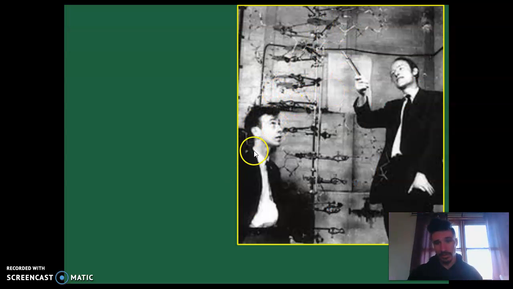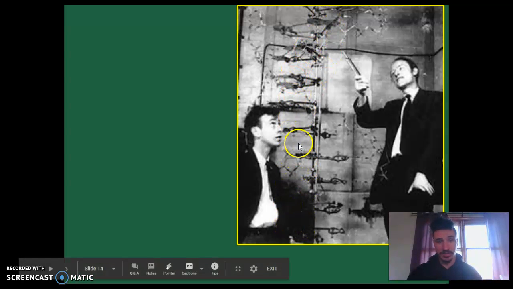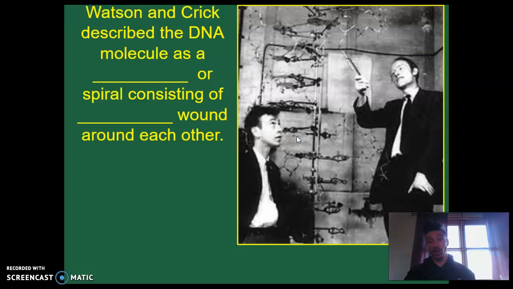Here's a real photograph of Watson and Crick working on a 3D model of DNA. So Watson and Crick would ultimately describe the DNA molecule as a double helix, and that's still what we call it today. You can think of it as a spiraling staircase, or just two strands wrapped around each other.